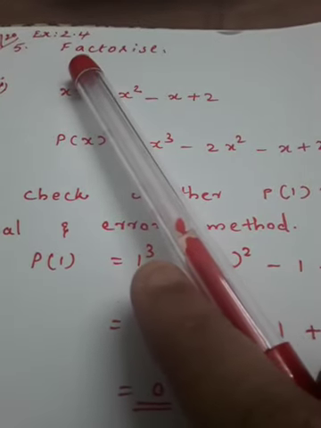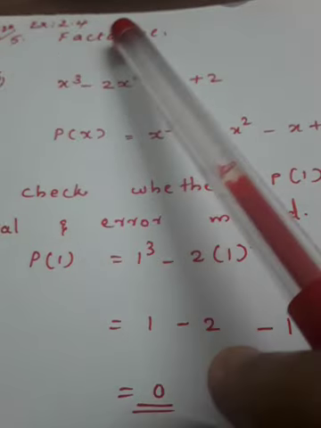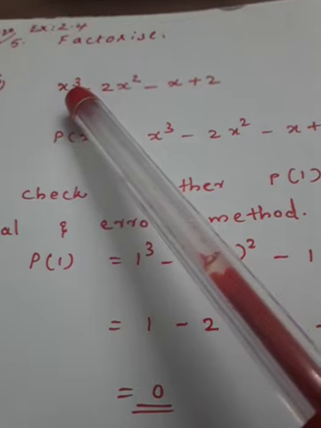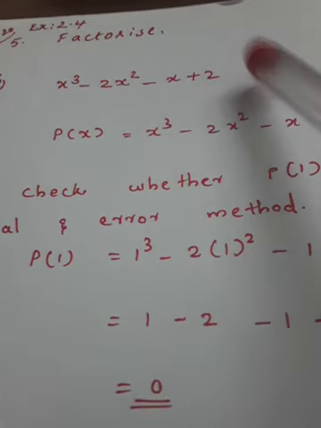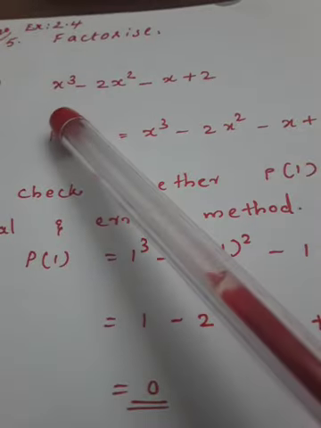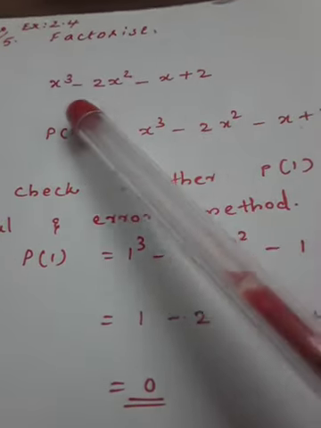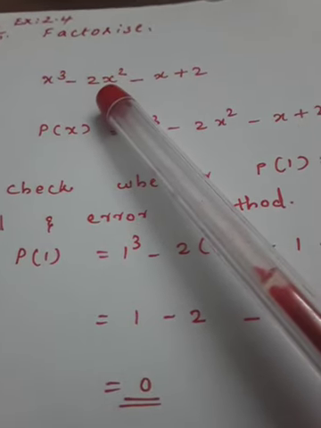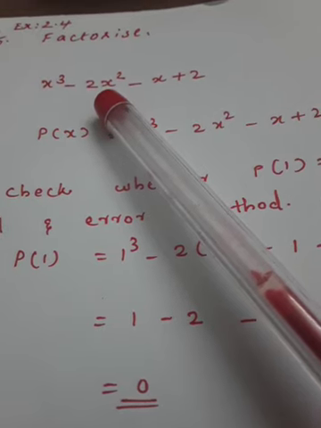Now exercise 2.4, last section, that is the fifth section. Factorize the following. First question, x cube minus 2x square minus x plus 2. In this polynomial, 4 terms are there. In the last session, we discussed the factorization of a polynomial with 3 terms.